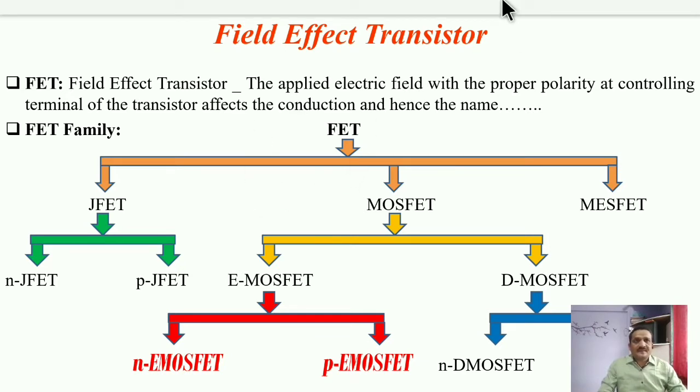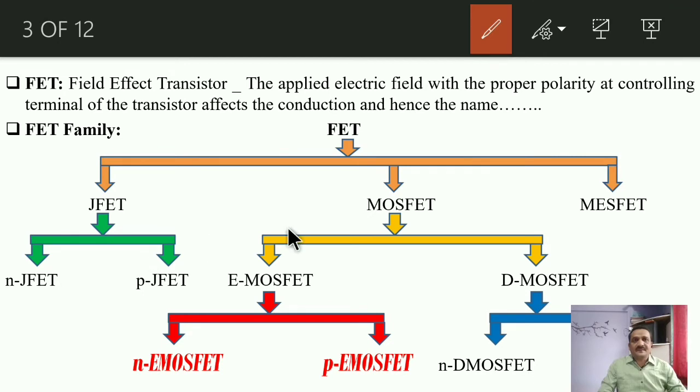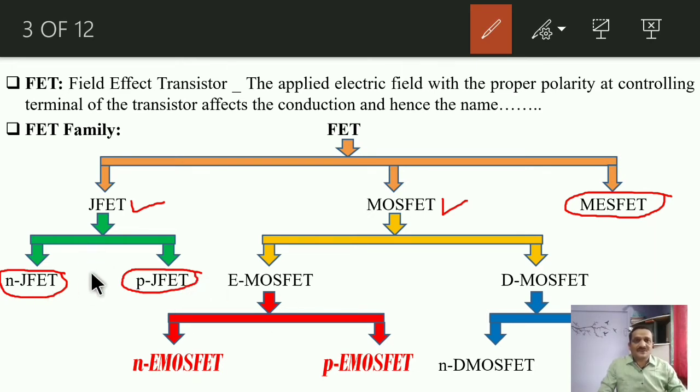Now the field effect transistor family is basically divided into three subtypes. The first is JFET, which you studied in first year, then MOSFET, which we will go on to study, and the last one is MESFET, which is not included in your syllabus. JFET stands for junction field effect transistor, and MOSFET stands for metal oxide semiconductor field effect transistor. The JFET is again divided into N channel JFET and P channel JFET. Again, it is not in your syllabus for this subject, so we will not go into it in detail.